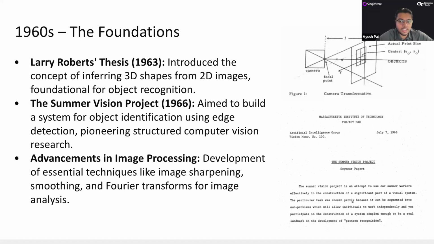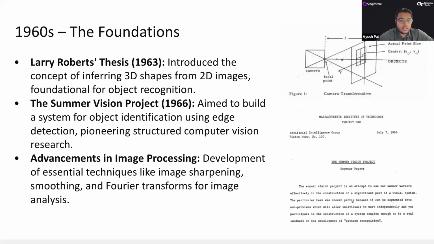Following this was the Summer Vision project in 1966, in which they were able to construct a system capable of identifying objects using edge detection. And complementing these theoretical advancements, we saw significant progress in the field of image processing. There were many techniques, such as the Fourier transforms, that were really useful for image analysis and that were created in this time period.